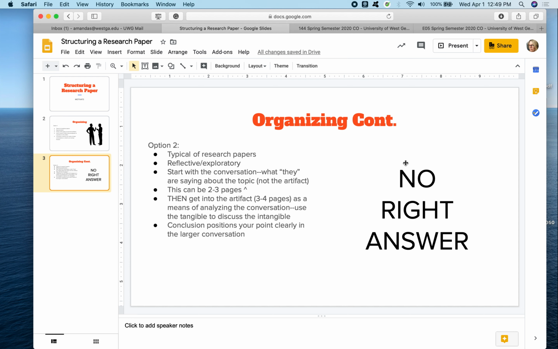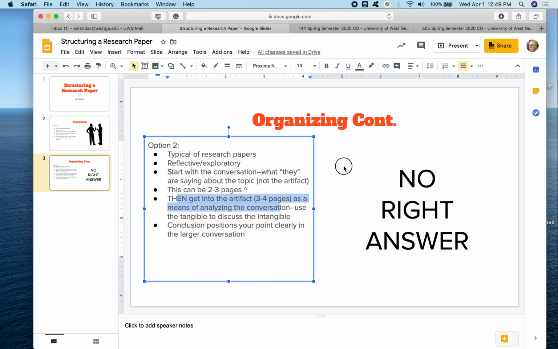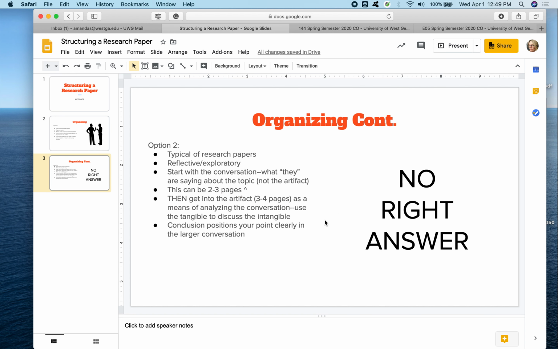Then, after you've established what the conversation is, that's when you get down to your own artifact, where you are spending the second half of the paper analyzing your text or your case study or whatever it is that you found that stands in as an artifact. You're analyzing it as it pertains to the rest of the discussion, right? So you're still not trying to prove anything. You're just saying that this artifact relates to the larger conversation.